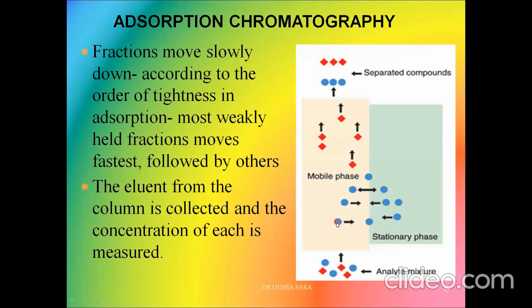The molecules with a higher adsorption affinity will get attached to the stationary phase, while the molecules with a lower affinity move faster than the molecules with the higher adsorption affinity. The eluent from the column is collected and the concentration of each is measured. Fractions move slowly down according to the order of tightness of adsorption. More weakly held molecules move faster than the others.